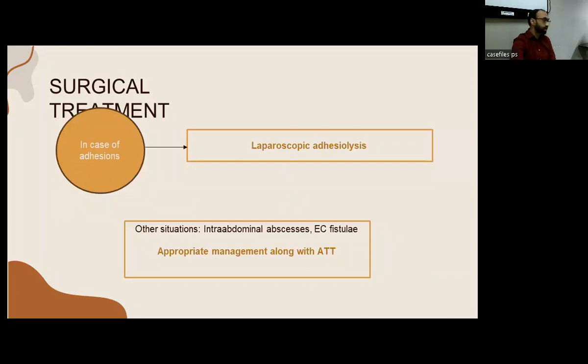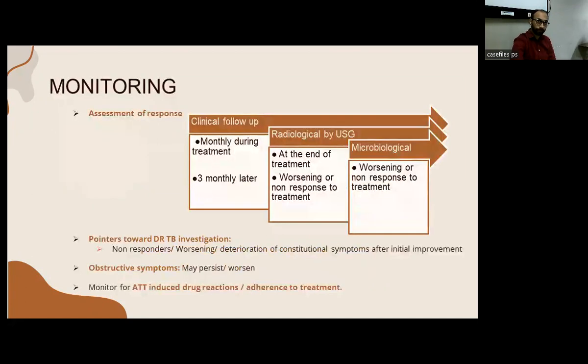In case of adhesions, if there is no evidence of perforation and the child has obstruction, laparoscopic adhesiolysis is enough for the management of this child. And in other situations such as intra-abdominal abscesses or enterocutaneous fistulas, appropriate management according to the clinical condition along with antituberculous treatment usually suffices.